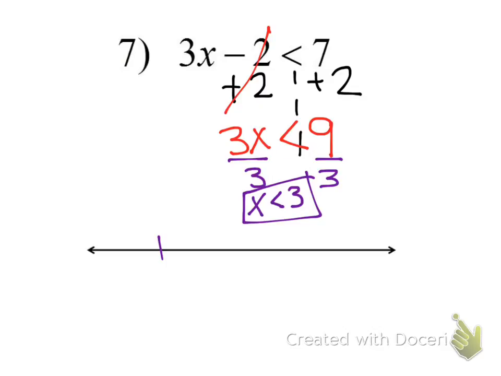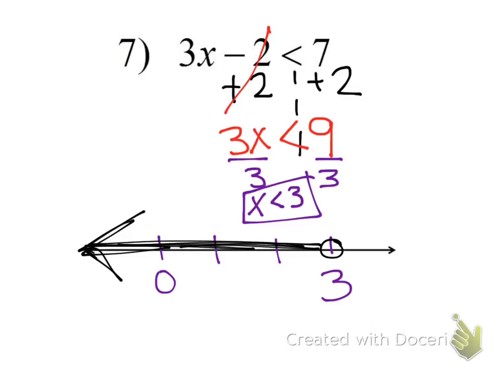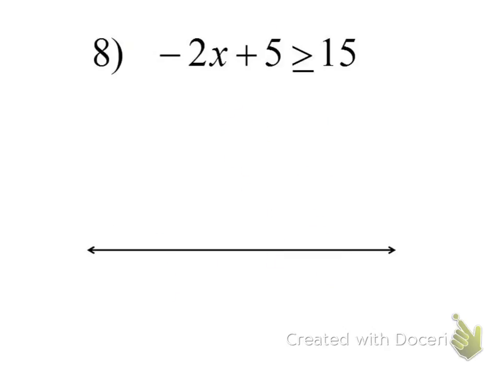Alright, put your important numbers on the number line. We need the 0 and we need the 3. Circle the 3. Do not fill it in. It's not an or equal to thing, and then go to the left. How should I start this one?